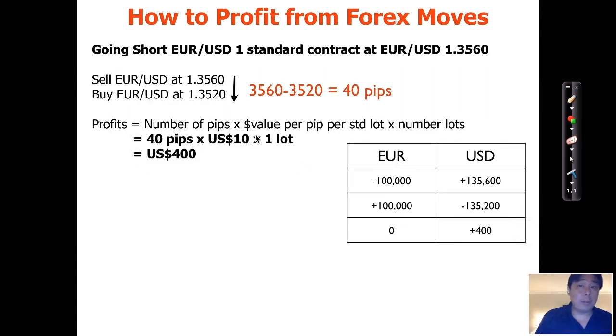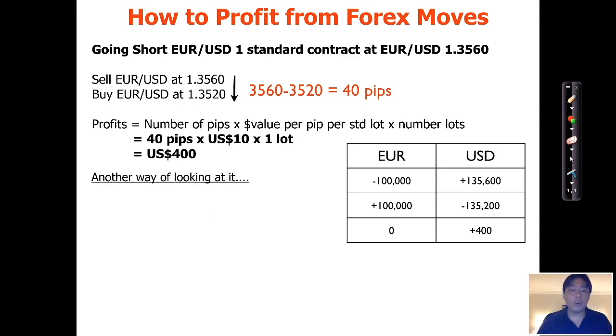So again, let me re-explain in linear form. Going short, Euro USD, one standard contract. And so we sold Euro USD at 3560. And we bought it back at 3520. Difference, 40 pips. Okay? So again, what's your total profits? Number of pips, which is 40, multiplied by the dollar value per pip, which is 10 bucks for this pair, multiplied by one lot, which we bought one lot. Okay, if you bought two lots, we times two. Okay, so we get 400 US dollars.